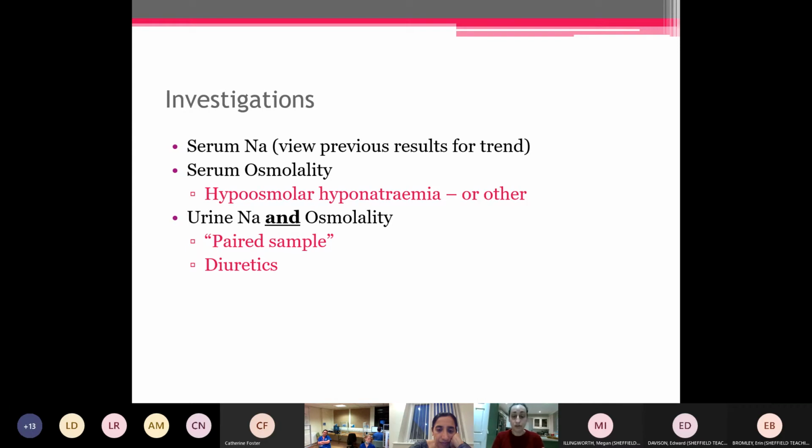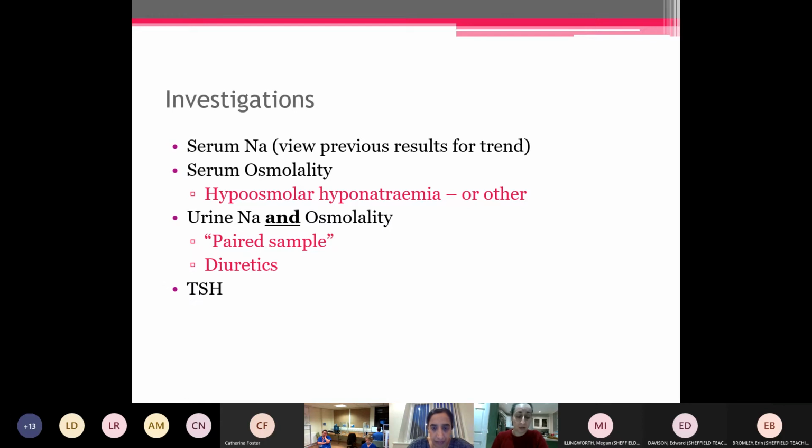And once we've got it, we don't necessarily need to repeat it if we're happy that we've got a good sample. The only issue with this is patients on diuretics will have an artificially raised urine sodium that doesn't necessarily fit with what the ultimate diagnosis is. It's probably raised because they're on diuretics.